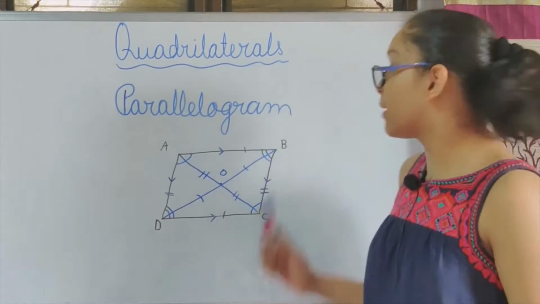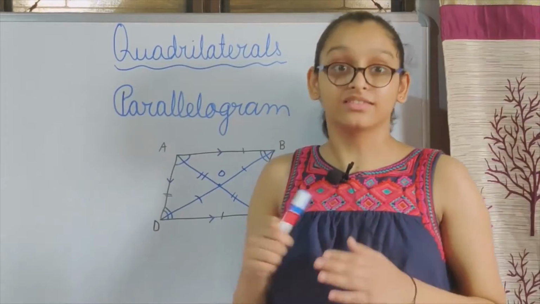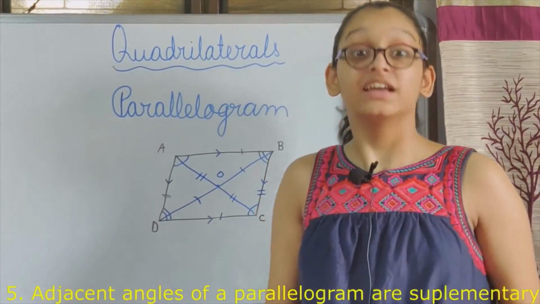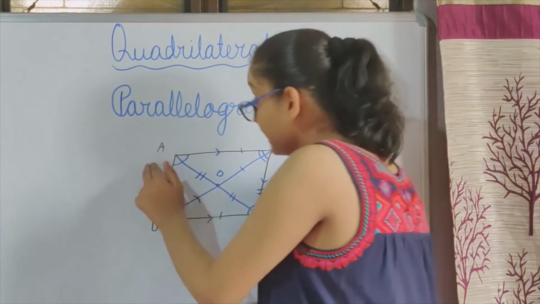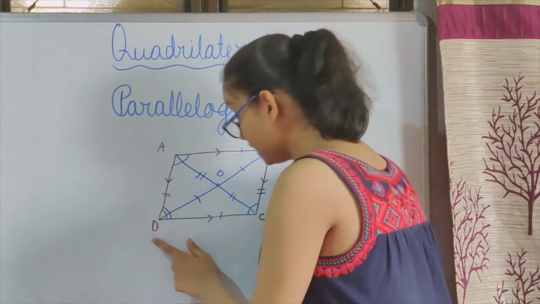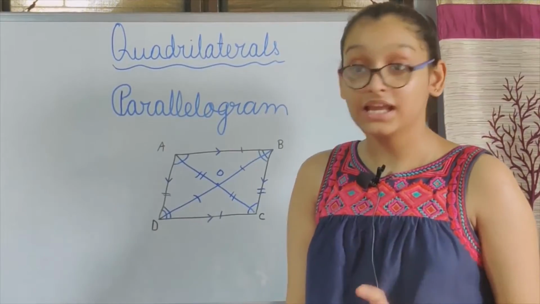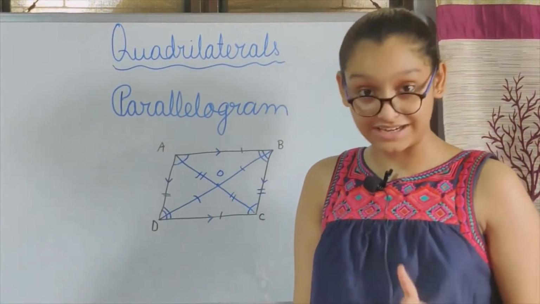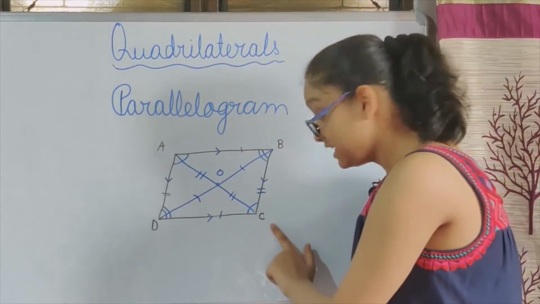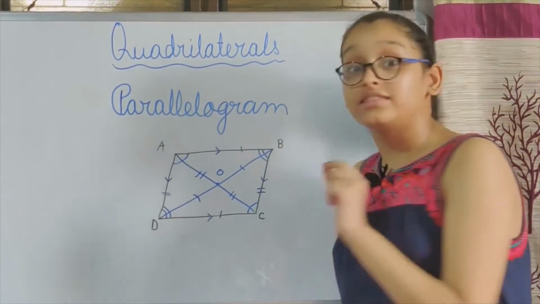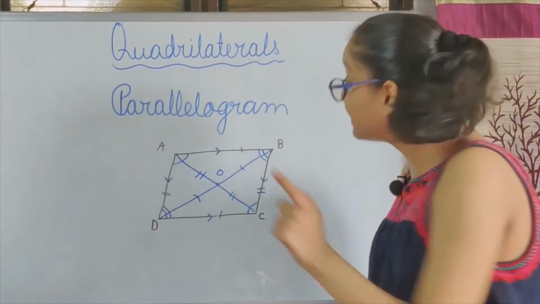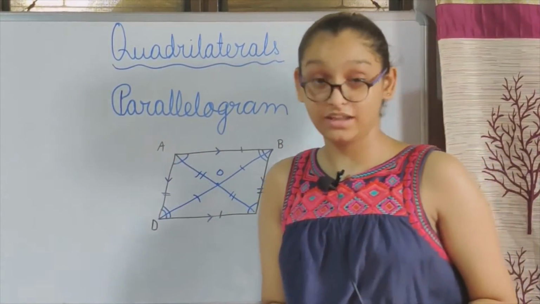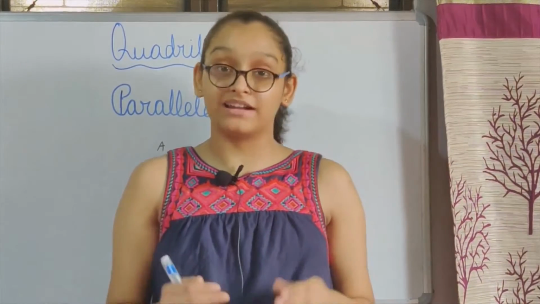So, the next property of parallelogram says that adjacent angles of a parallelogram are supplementary. This means that angle A plus angle D is equal to 180 degrees, angle D plus angle C is equal to 180 degrees, angle C plus angle B is equal to 180 degrees, and angle A plus angle B is equal to 180 degrees. So these were the properties of parallelogram.